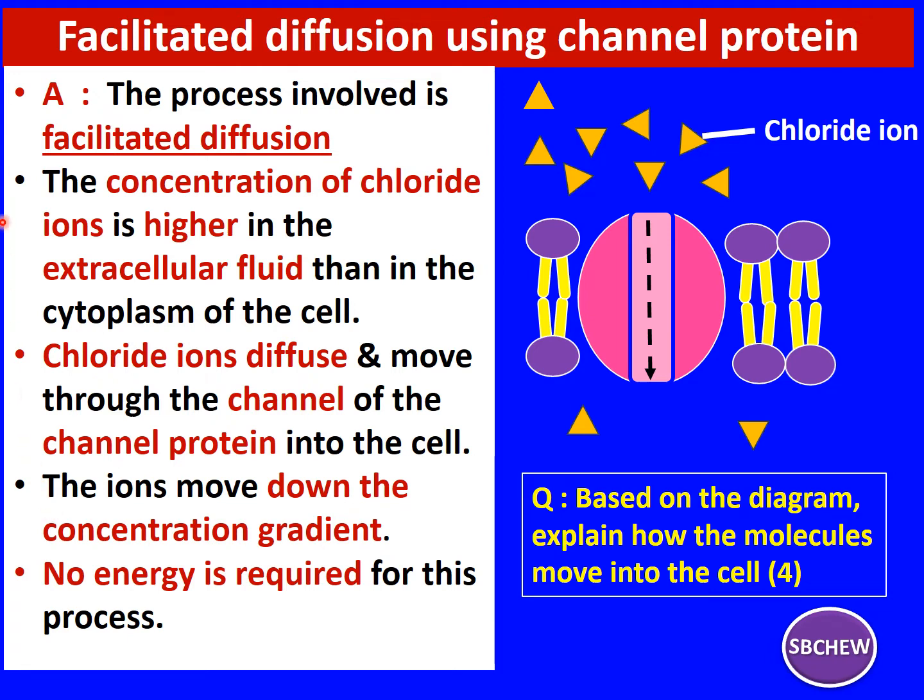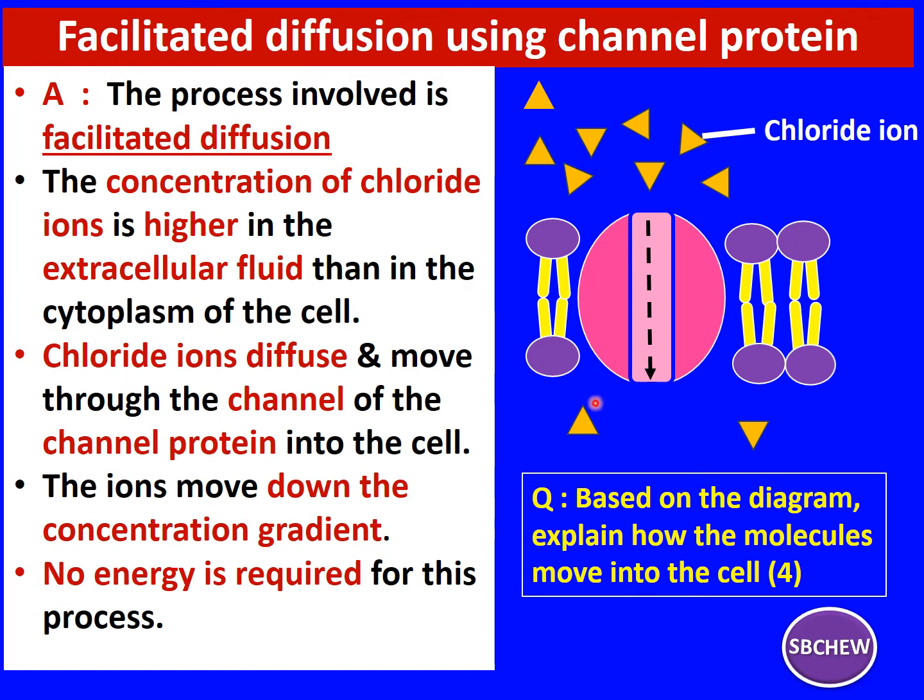The first type of facilitated diffusion uses the channel protein. Let's discuss this as a question. Let's say you're given this question in the exam: Based on the diagram above, explain how the molecules move into the cell.